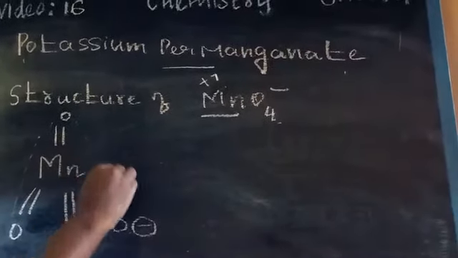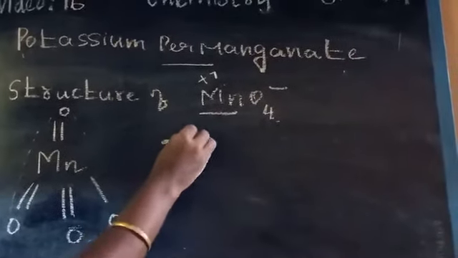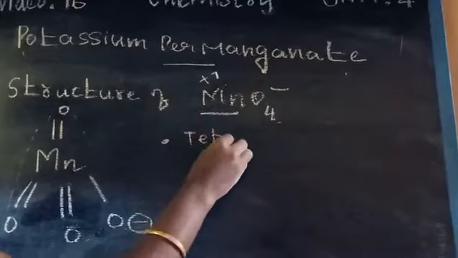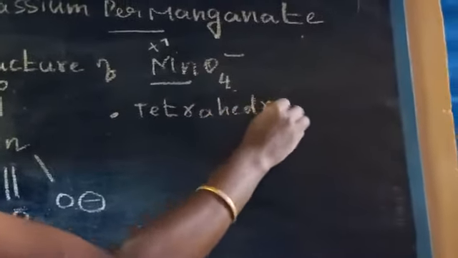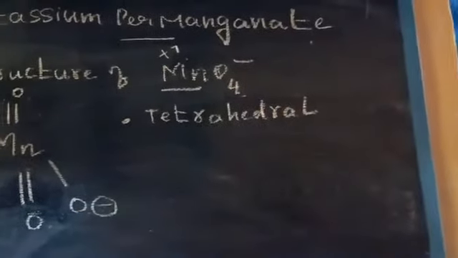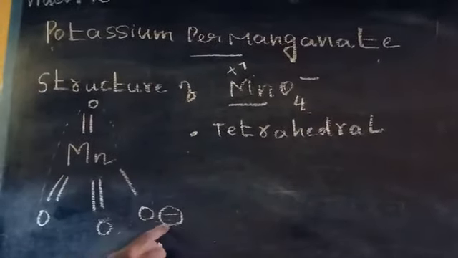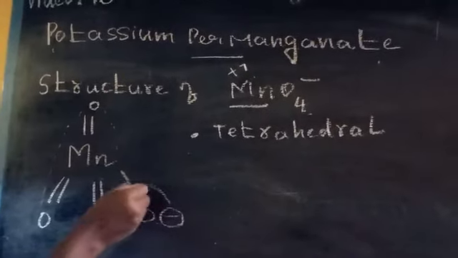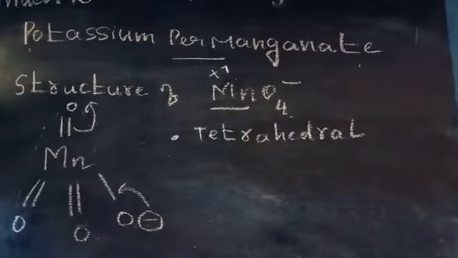Now, it looks like the structure is tetrahedral. Okay, so tetra, what is the geometry? Tetrahedral geometry. What about the oxidation state? That is plus 7. Okay, children. Now the charges enter inside, so automatically this bond is shifted out.